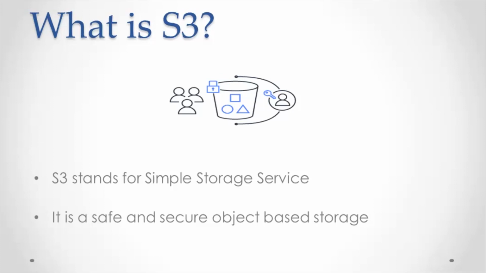S3 is a safe and secure place where you can store all your files. When we say object-based storage, we are talking about flat files, basically. Word documents, pictures, movies, and stuff like that. Data is spread across different facilities to ensure that your data is kept available all the time. It spans multiple facilities that AWS has, and it ensures that your data is safe, secure, and also available to you all the time.